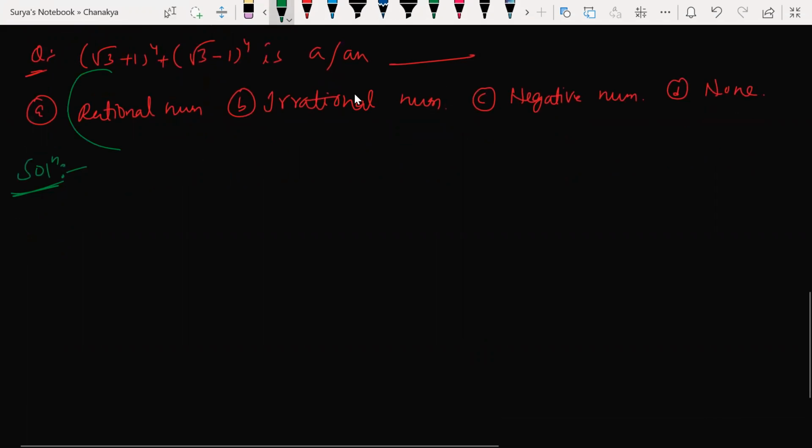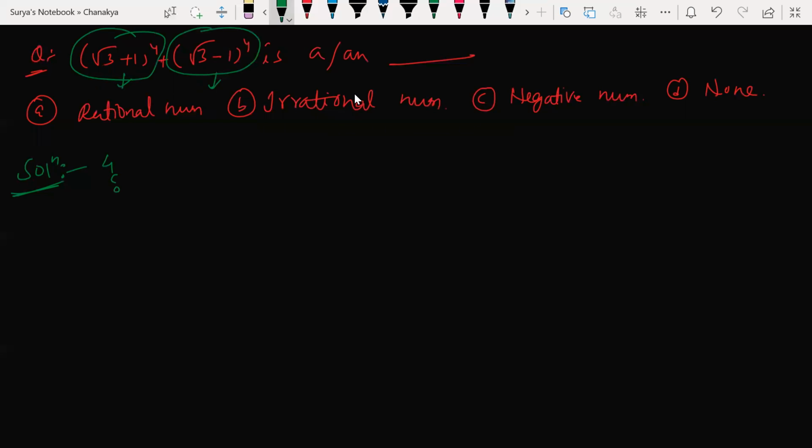See, first of all, let me expand this. Both have the same A and B values. A value is root 3 here, A value is also root 3 here. Here B value is 1, B value is minus 1. So in the second expansion, here you have to apply the A minus B all to the power of n formula. Alternate signs you will get. All right. So write this.